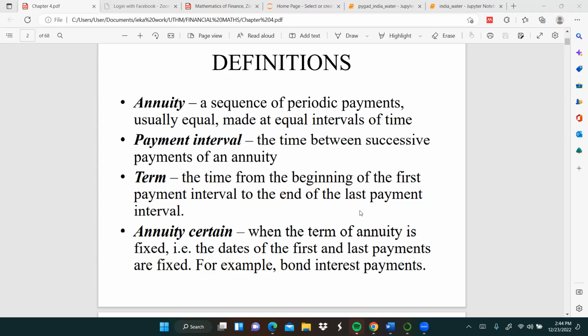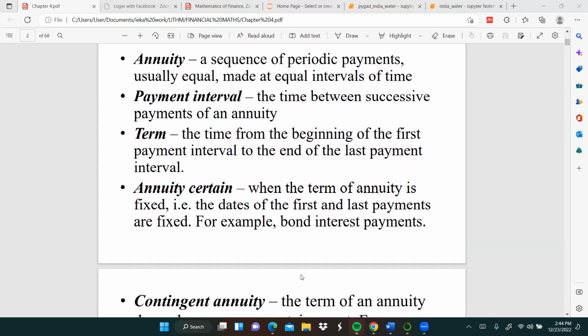And then we have term. The time from the beginning of the first payment interval to the end of the last payment interval, that is term. And then we have annuity certain. Okay, when the term of annuity is fixed, for example, the dates of the first and last payment are fixed. For example, we have bond interest payment.